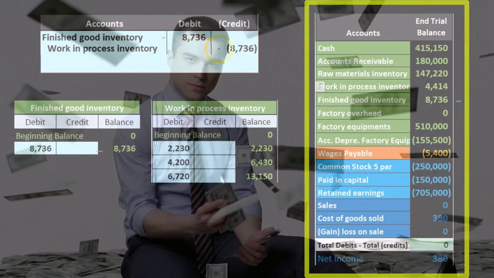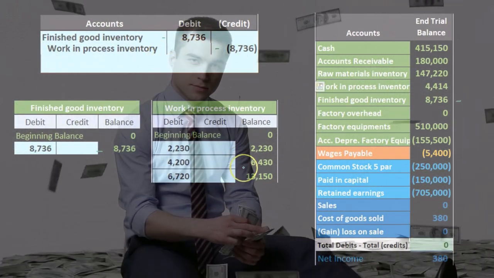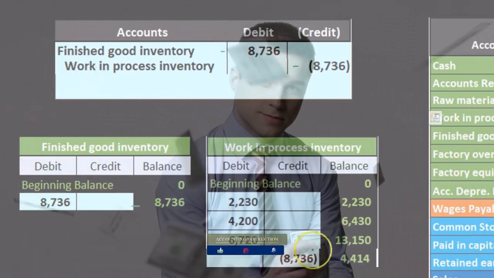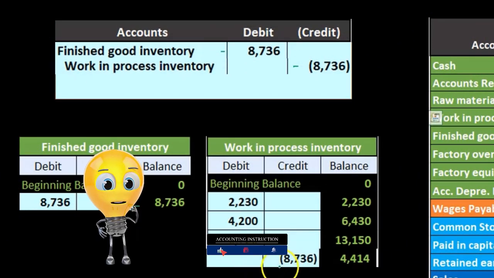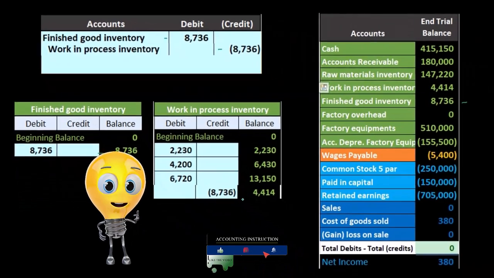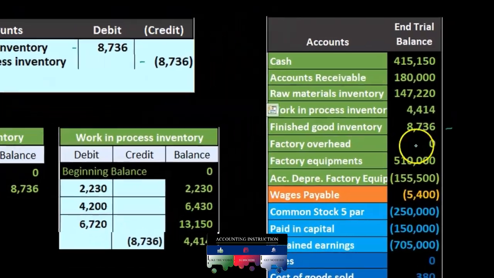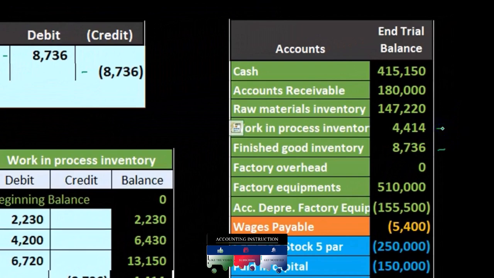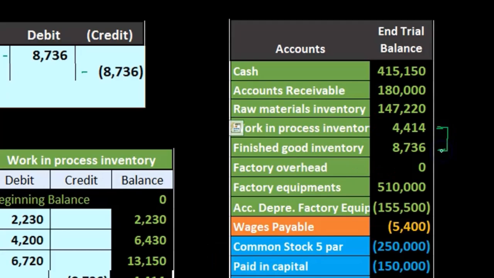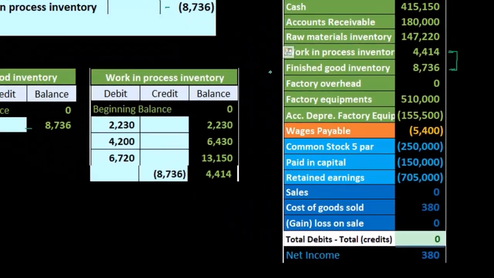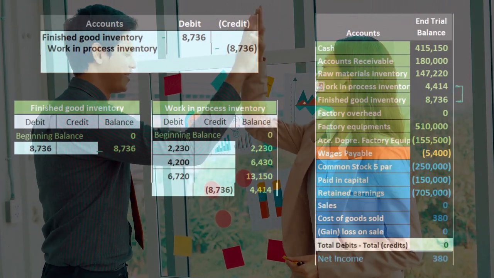And then we have our work in process. We're going to credit it. So it was at 13,150. We're going to credit it by that 8,736, moving it out and down to 4,114. And that, of course, is the amount we see here on the trial balance. So now we just broke this number up between, in essence, those two, breaking out the ones that are finished goods based on the jobs that have now been completed.